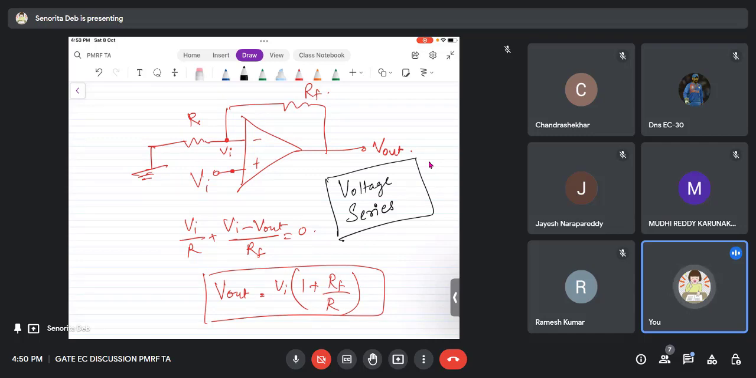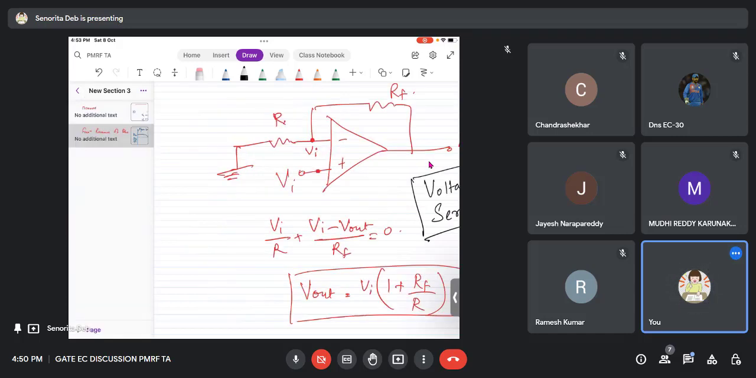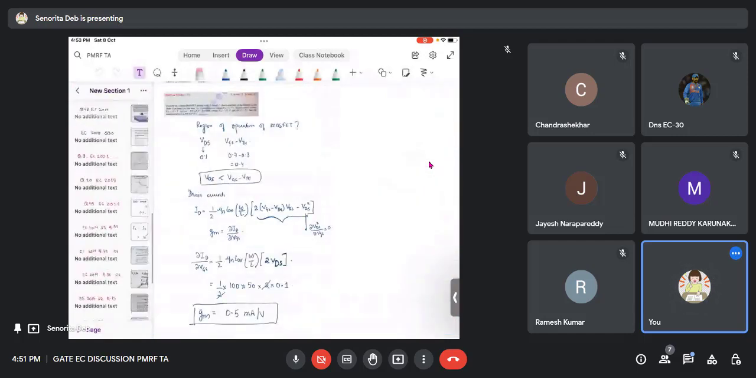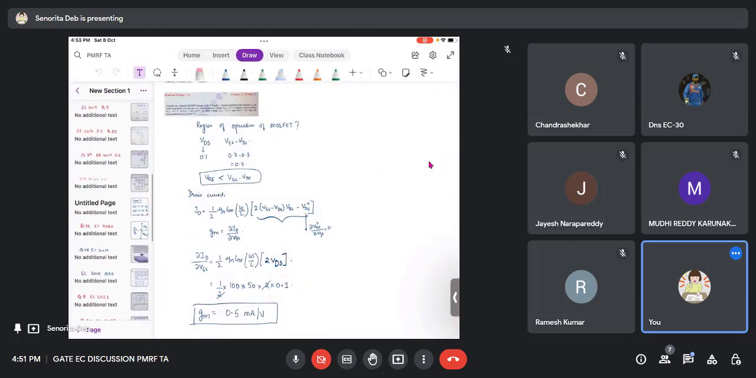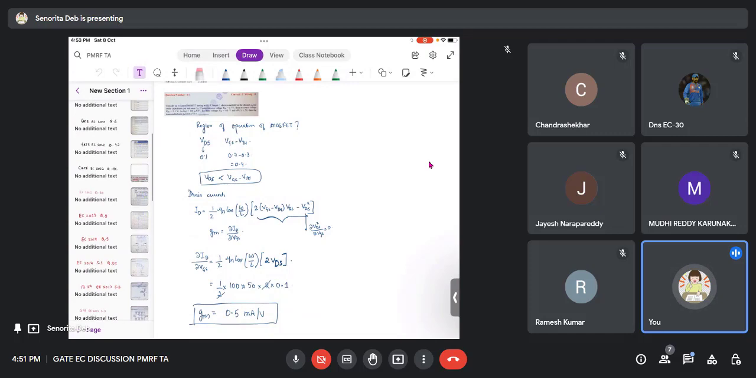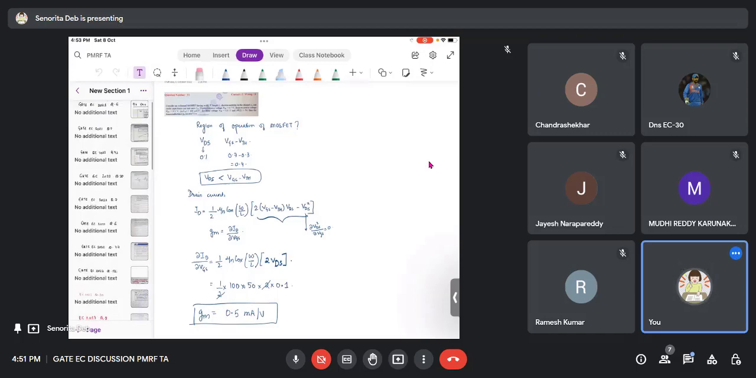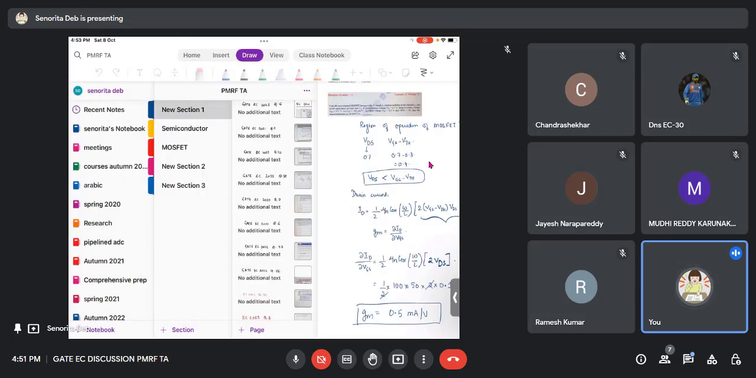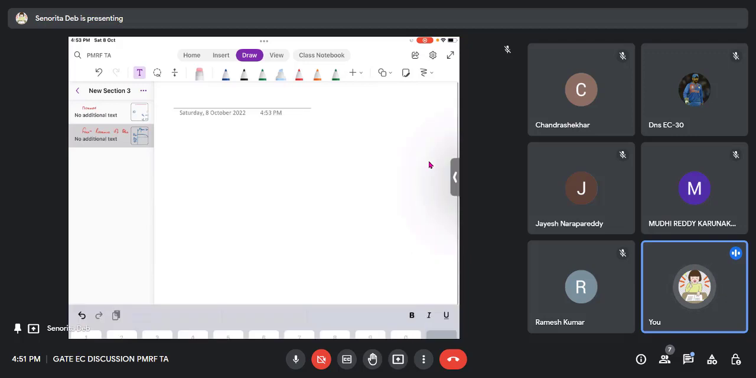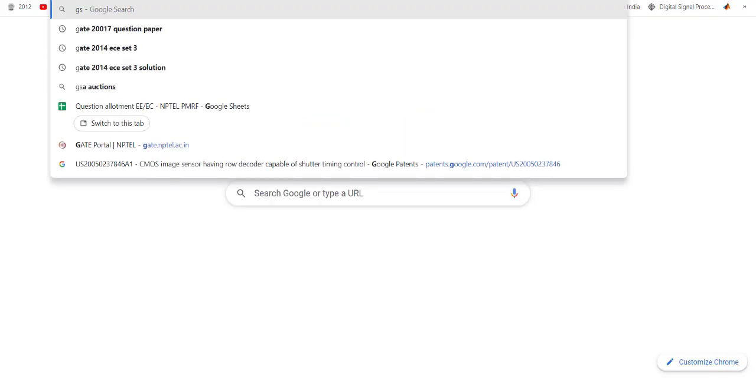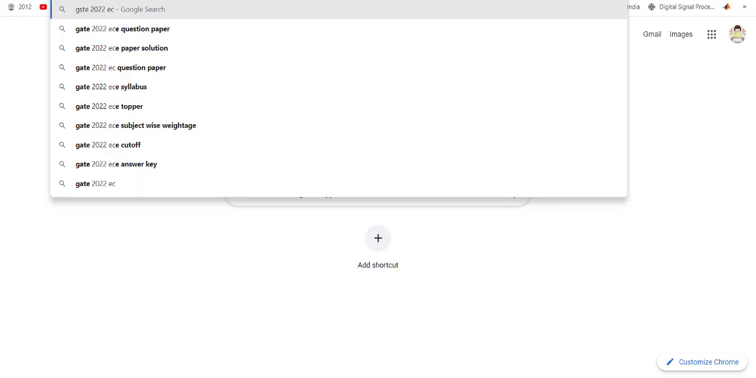Let me just find whatever question you are saying. 2022, you are saying, right? Just let me see if I have solved any of these. I have solved a lot of questions for the GATE papers, but I don't think I have solved this. Can you tell me the question number, Chandrasekhar, if you have the GATE 2022 question paper? Yes, ma'am.